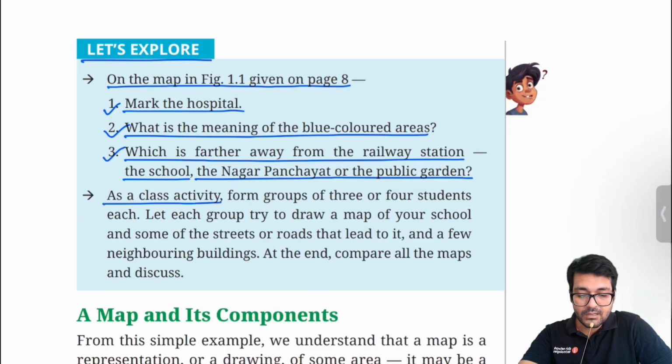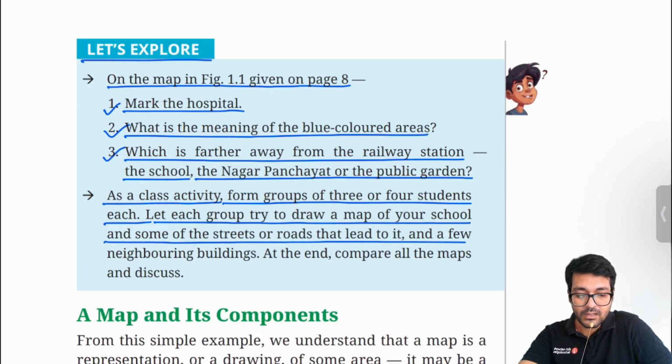As a class activity, form groups of 3 or 4 students each. Let each group try to draw a map of your school and some of the streets or roads that lead to it, and a few neighboring buildings. At the end, compare all the maps and discuss. You can try doing that.